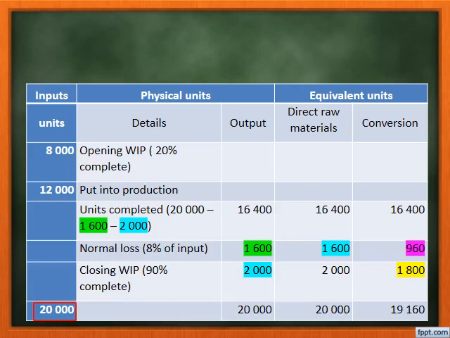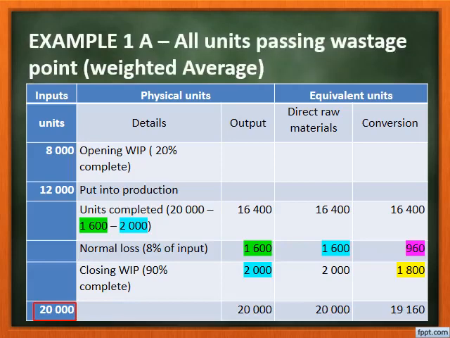By using the information given to us, we can now draw up the quantity statement. For this example, normal losses of 8% of input occurs at the 60% completion point. Remember that you need to determine whether the opening and closing work in progress already passed the wastage point. In this scenario, all the units pass the wastage point in the current period. The 1,600 are calculated by the 20,000 inputs times 8%. The 20,000 relates to all the units that passed the wastage point in the current period.